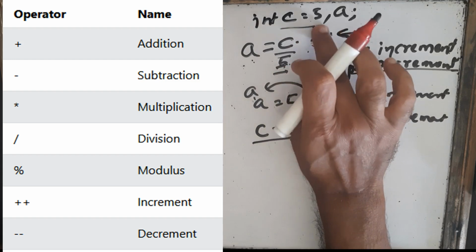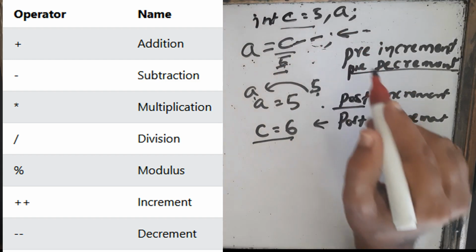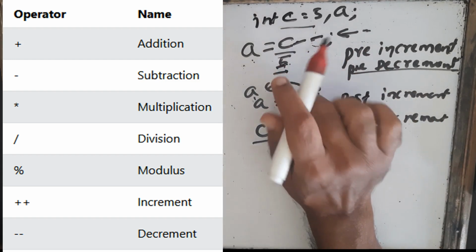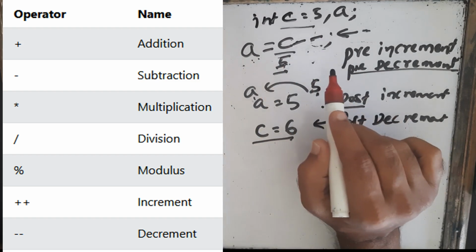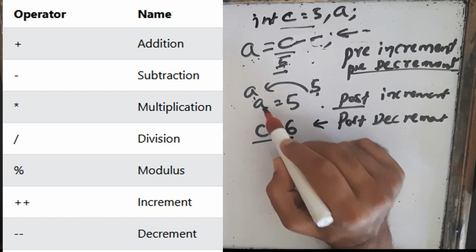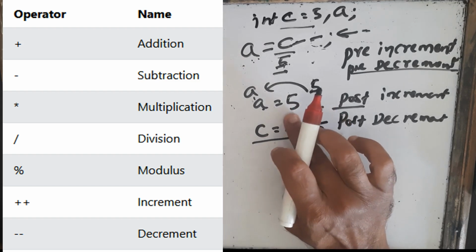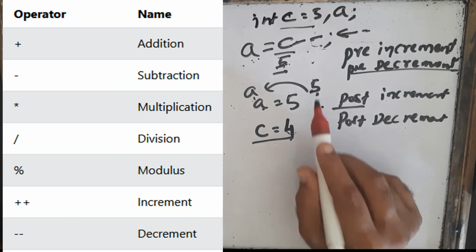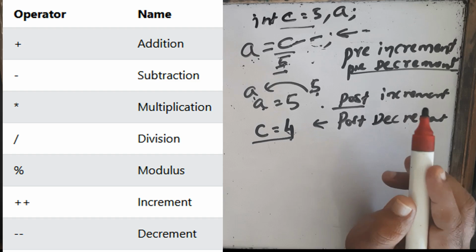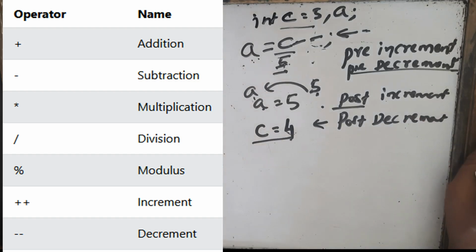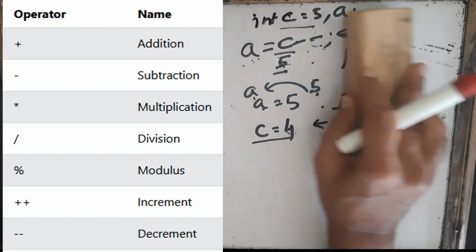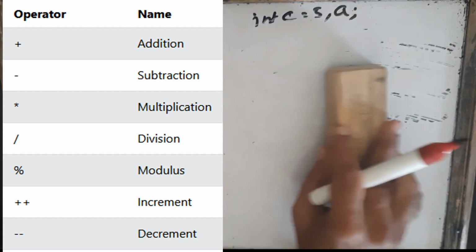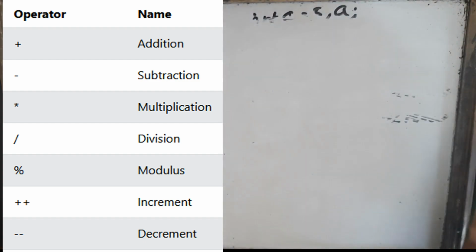Same for C minus minus. This is a post decrement. The 5 will be assigned to A, so A will become 5. Then C will become 4 at the next line after this line. So this is a post decrement. So this is about plus plus and minus minus.